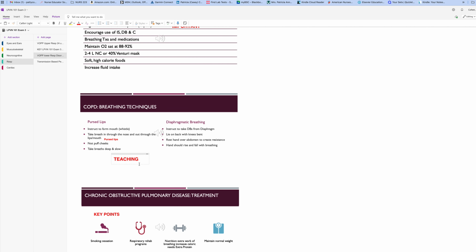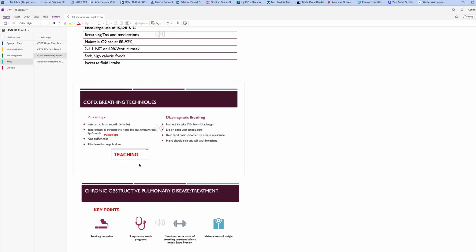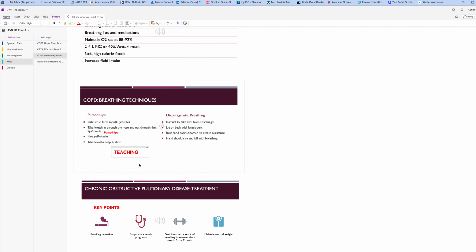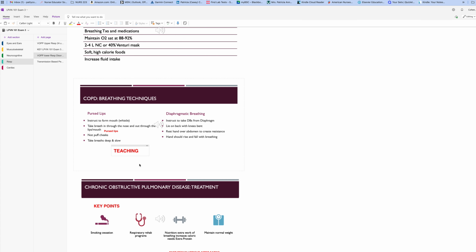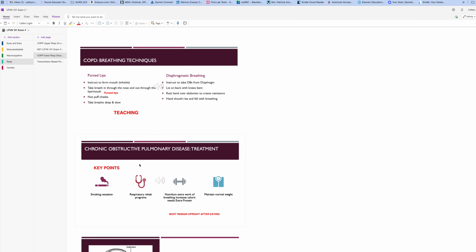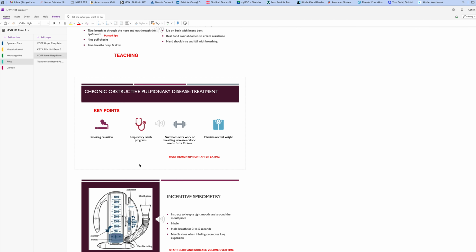Pursed lips. Instruct to form the mouth like a whistle. Okay, they take a breath in through the nose and out through their pursed lips. Do not puff their cheeks up, and they take it breathing deep and slow. So you have to teach them how to do that. Pursed lip breathing is like the most common type of breathing you have to teach them. Key points: tell them to stop smoking. Probably need a respiratory rehab program.